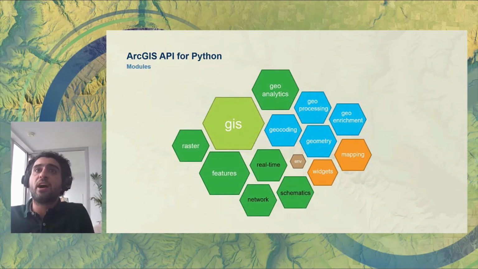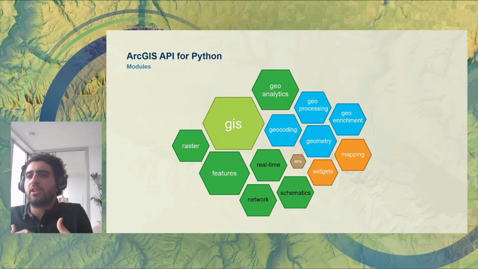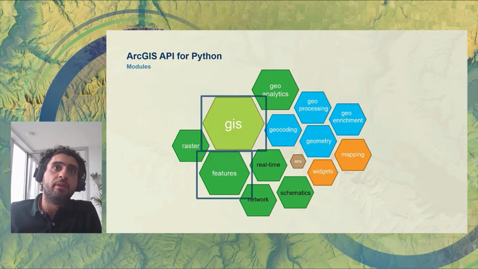The ArcGIS API for Python comes with different models that you can see within our API documentation. The main model is the GIS, where you tap into your content items, but that's not only it. You can do geocoding, you can do real-time, you can do feature management, widgets, mapping, geo-enrichment, dealing with geometry, you name it. So there's plenty of different models in there, and there's plenty of different capabilities that might come with the ArcGIS API for Python.